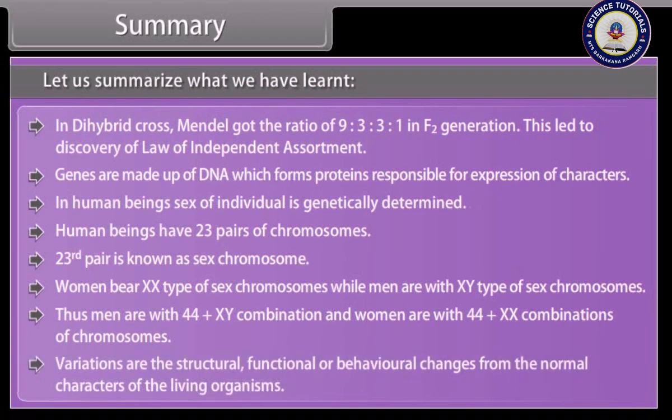Variations are the structural, functional, or behavioral changes from the normal characters of the living organisms.